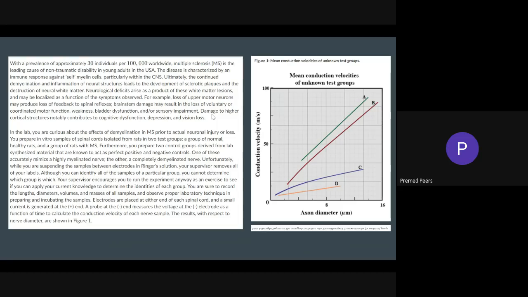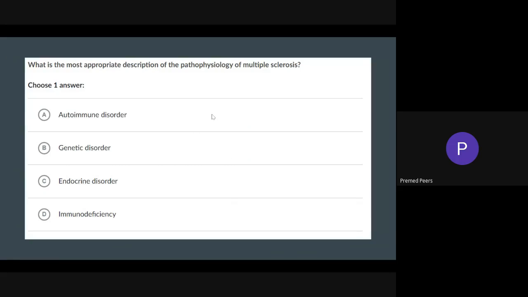So the first question we're going to take a look at: what is the most appropriate description of the pathophysiology of multiple sclerosis? So if you'd like, please drop an answer in the chat, or you can unmute yourself if you'd like, whichever you prefer. Okay, yeah, I'm seeing A, and that is the correct answer.